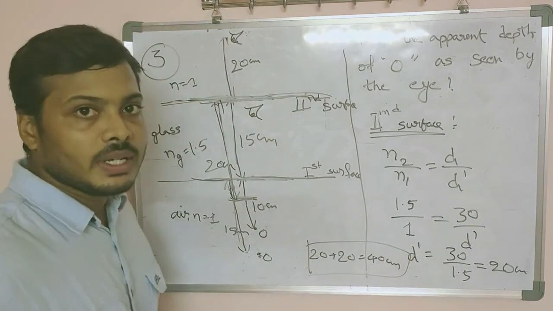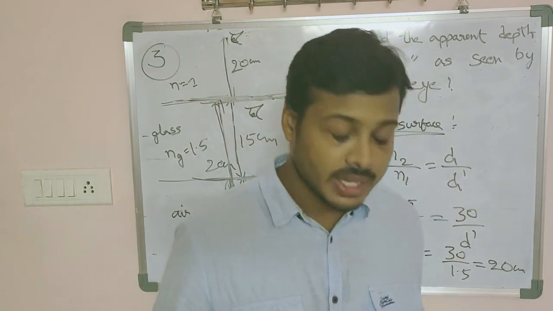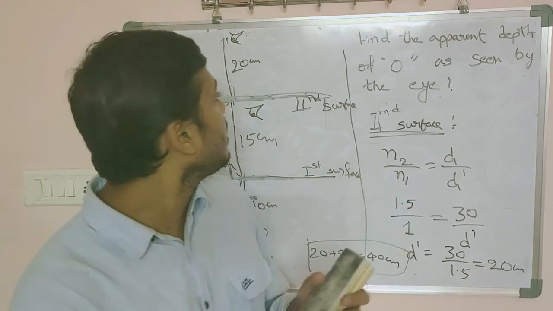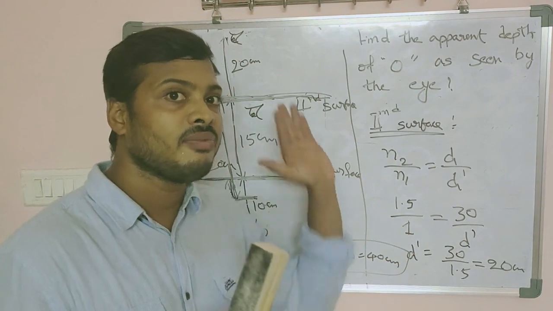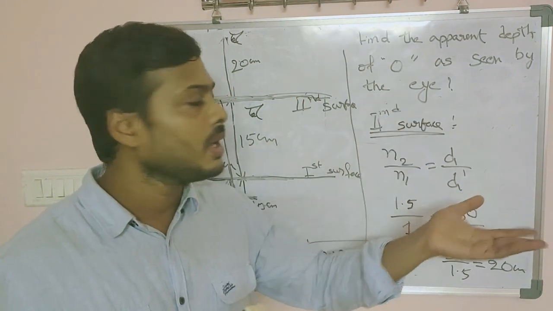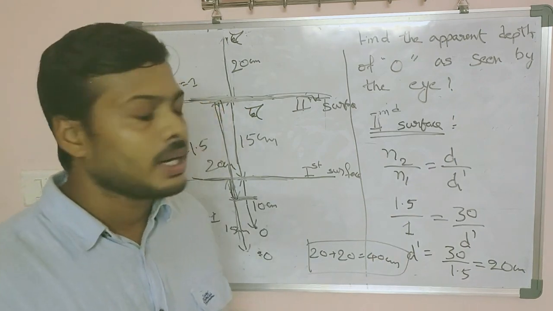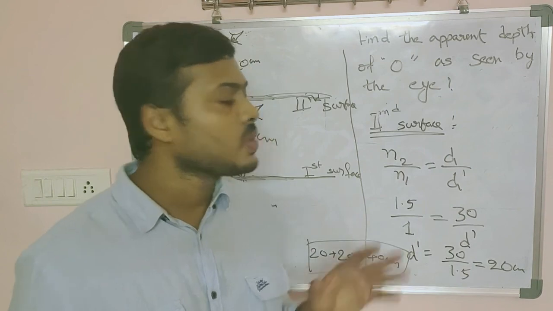If we increase the difficulty of these questions, we can also do so by taking a combination of mirrors and lenses. That means if we combine both reflection and refraction, we can go to JEE Advanced level questions. But because of the time constraint, I am stopping this lecture here.